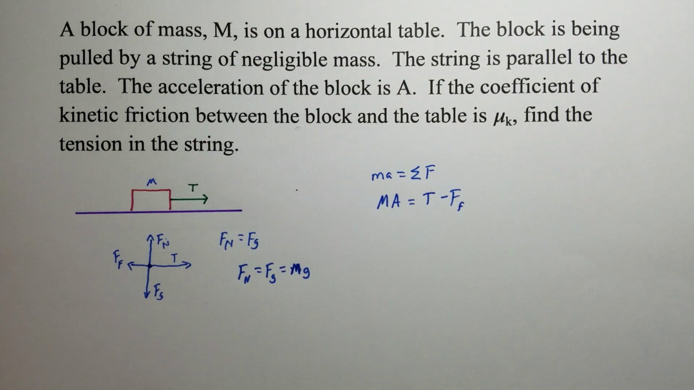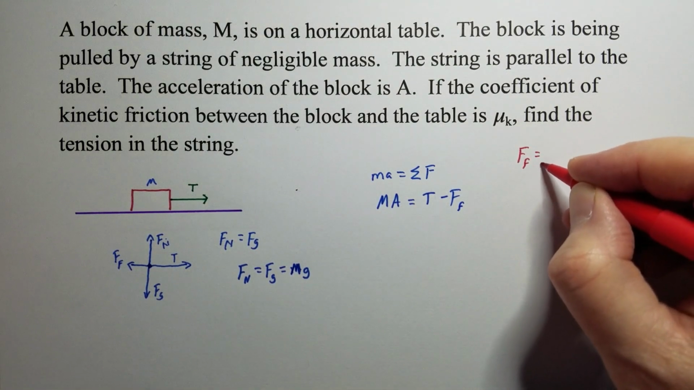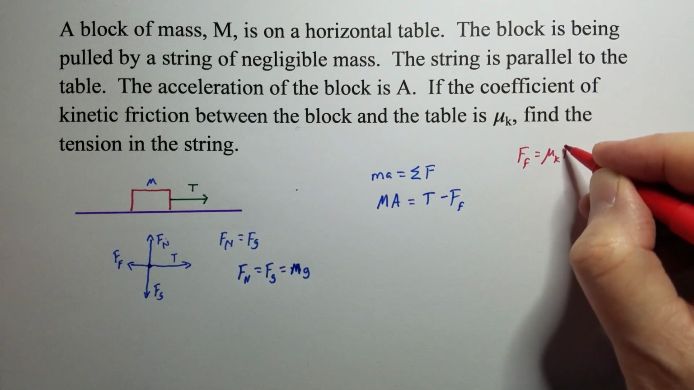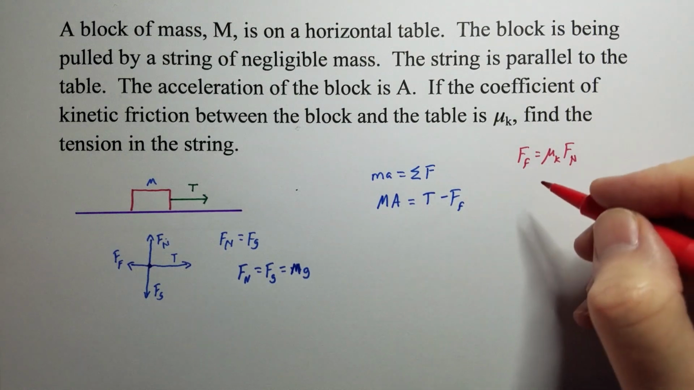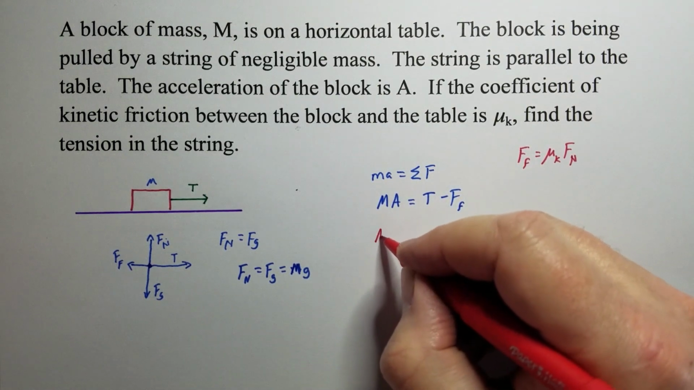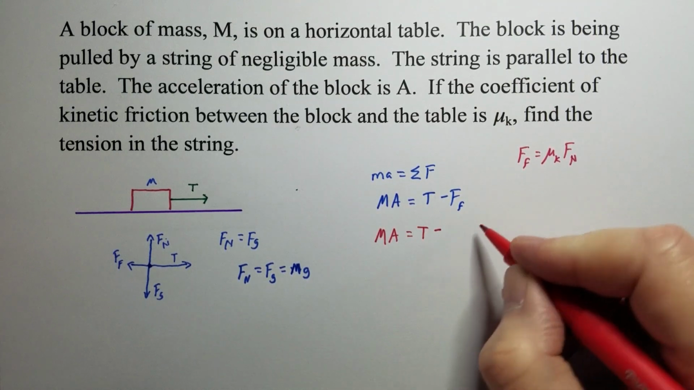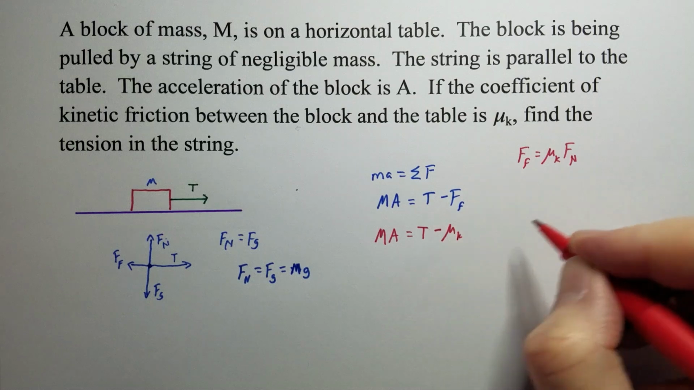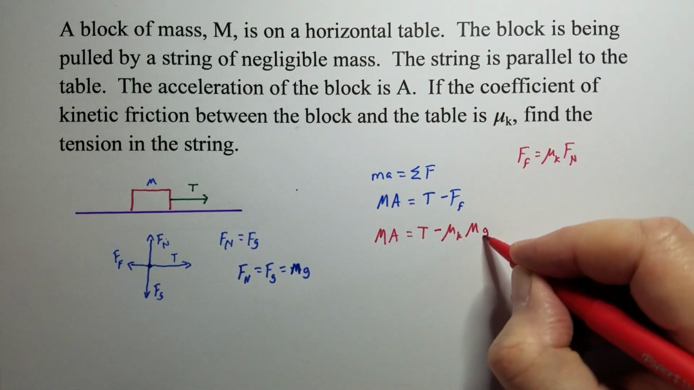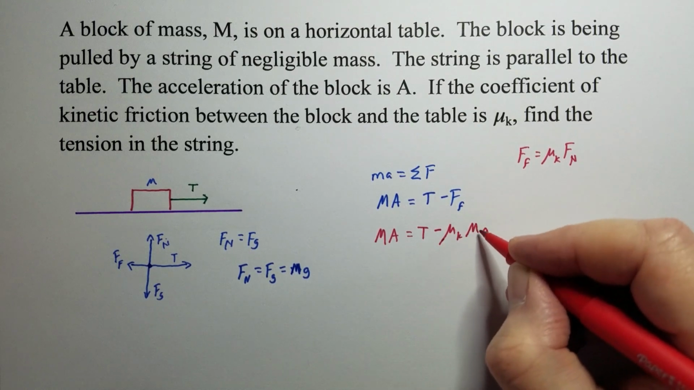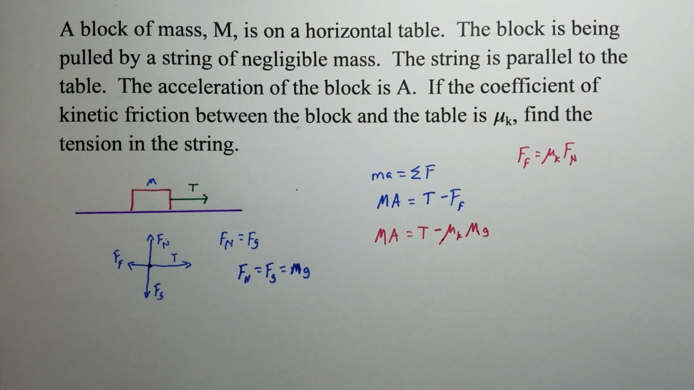Well, the force of friction, in this case the kinetic friction, is mu times the normal force. So I want to drop that in. So we have MA equals T minus mu k times the normal force, which we just said is mg. So that's a mu, that's an m. I know mine looks similar, but we'll go with it. And we've got to solve for mu.